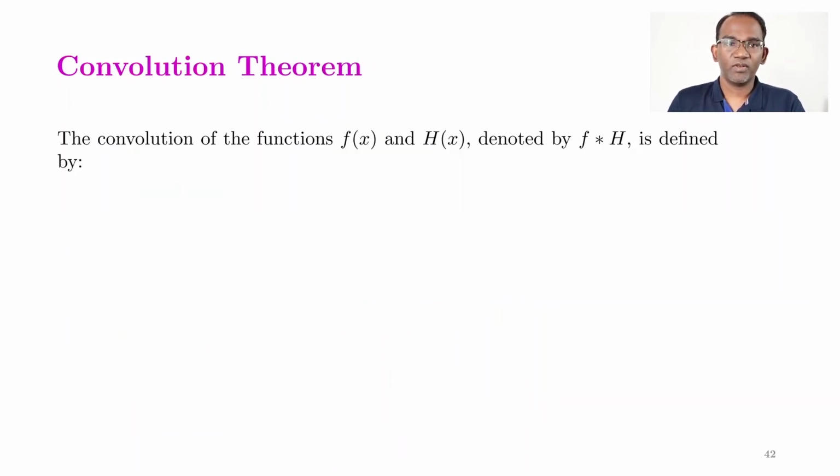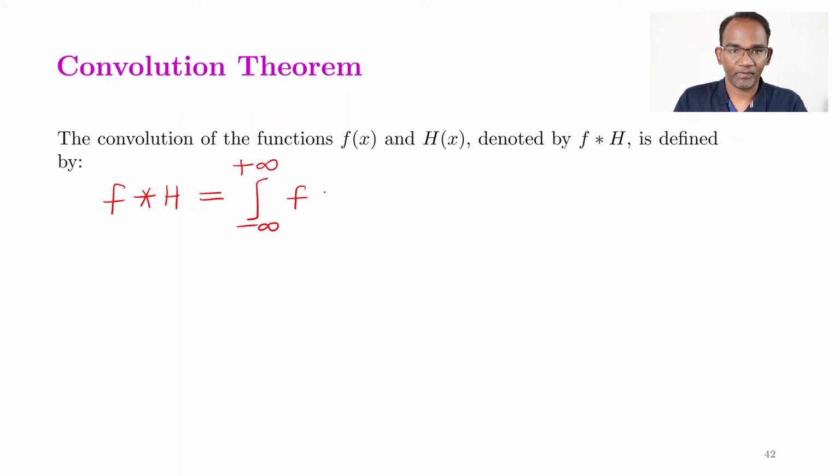From there we move on to an important theorem, which is known as the convolution theorem. The convolution of functions f(x) and h(x), denoted by f * h, is defined to be f * h equal to the integral from minus infinity to plus infinity of f(u) h(x − u) du.